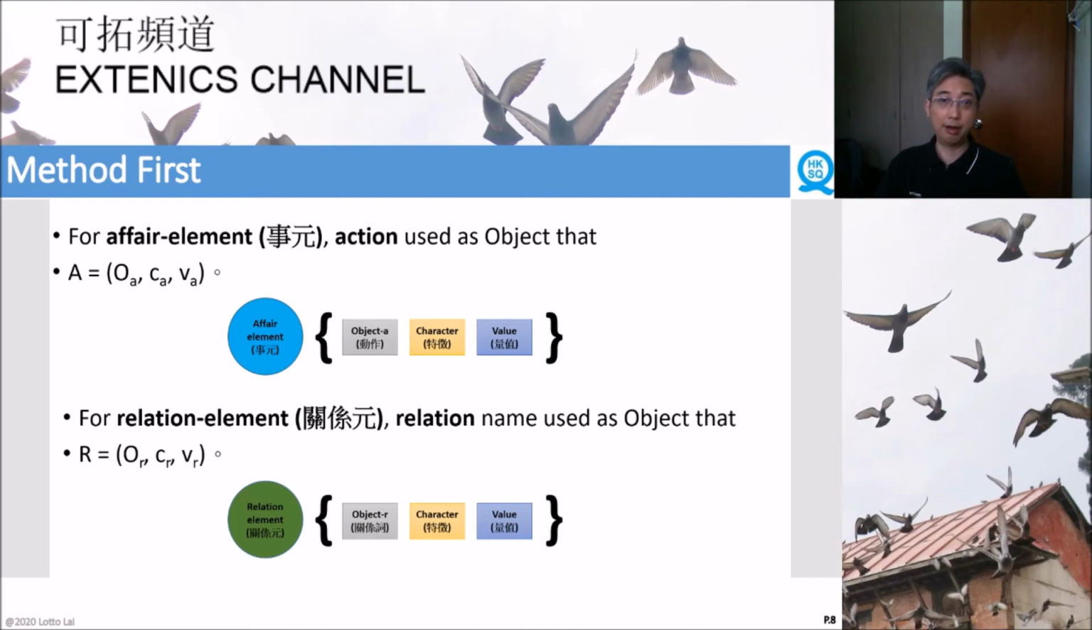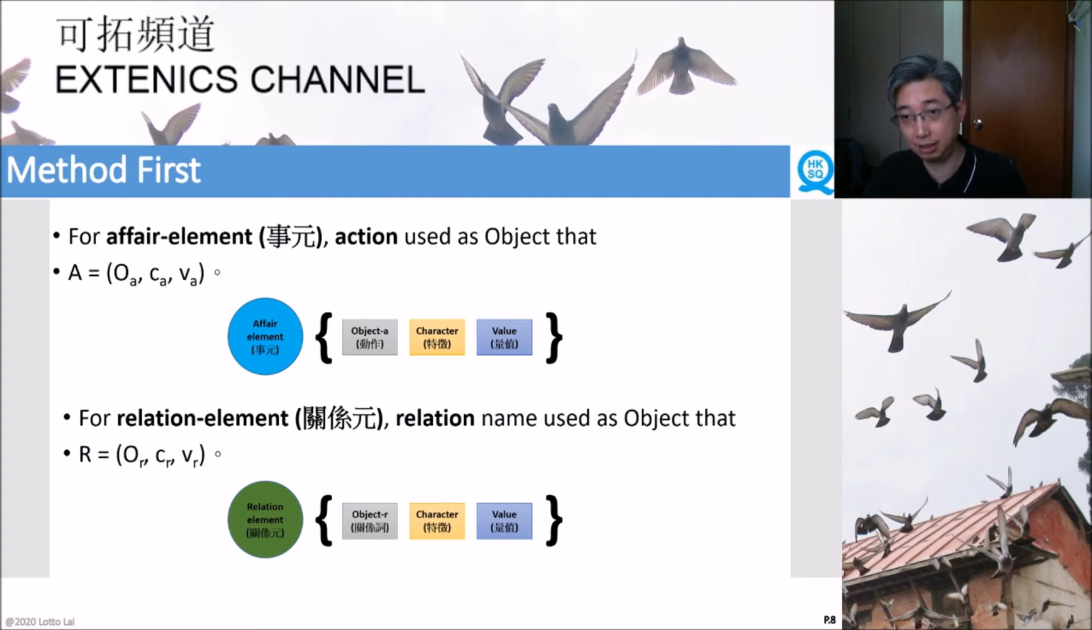Another is the affair element. It is about action. Action is the object, and its formula is A = (Oa, Ca, Va). In this way we describe all actions. Many functions of your product or service are actions, and you can use this to describe your service. It is a very good modeling approach to help you extend the possibilities in each characteristic and value and get your creative result.